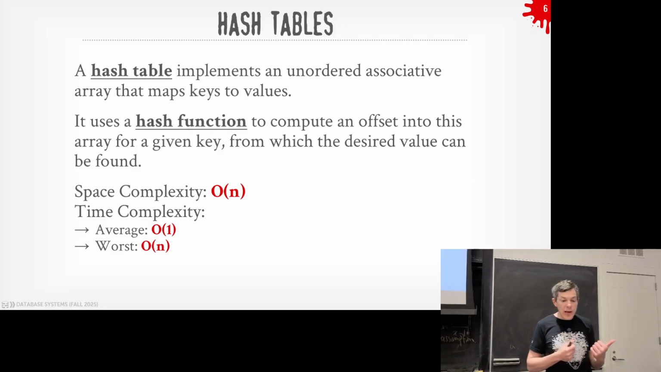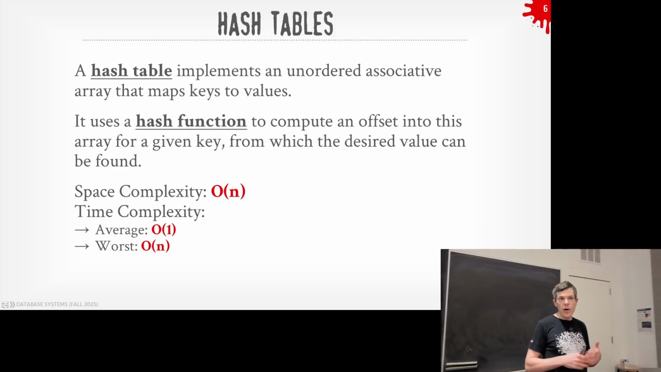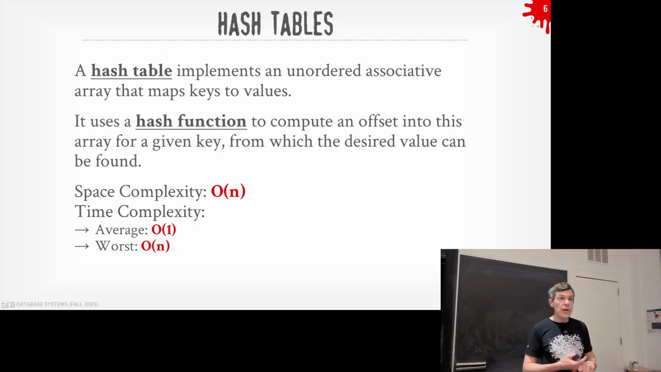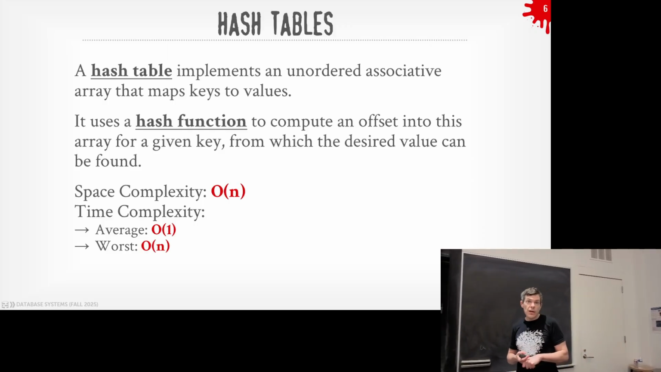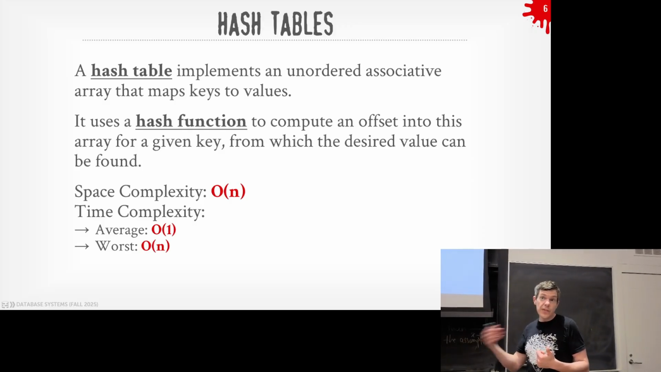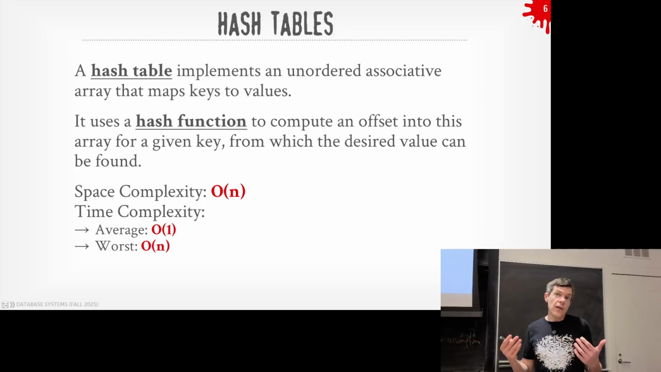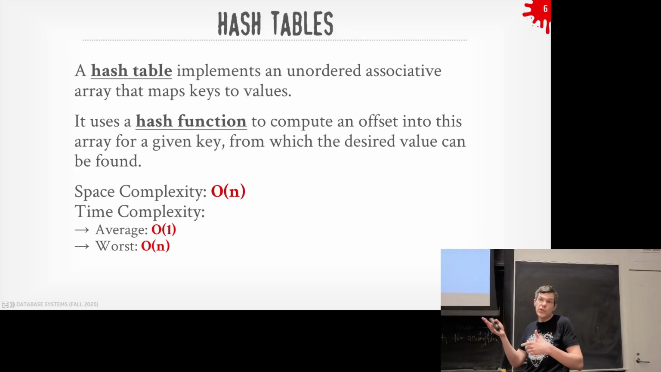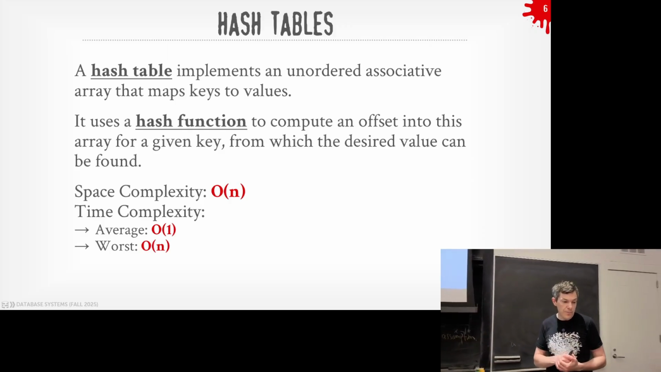So the space complexity of a hash table is going to be O(n), where n is the number of keys I expect to store in my data structure. Now, in many cases, I may actually not store exactly n. I actually want to allocate more than that. Sometimes you just double the size of what you expect to store, and that's what you allocate. So n could be like 2n in reality.